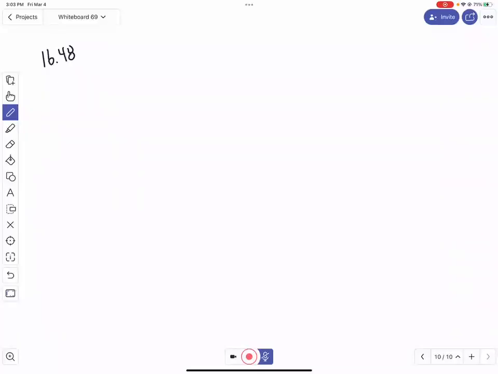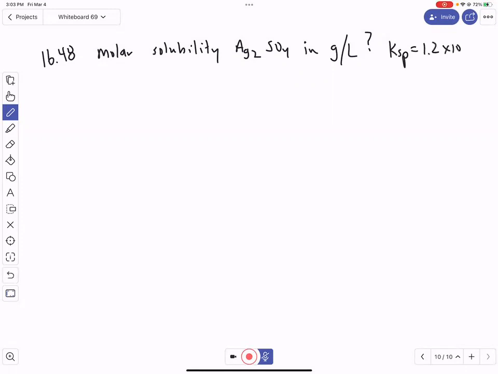So question 48 from the homework asks us for the solubility of silver sulfate in grams per liter, right? Normally we're used to finding solubility in moles per liter. That would be the molar solubility, for molarity, but we have to find it in grams per liter in this case. And they tell us that the Ksp is 1.2 times 10 to the minus 5.